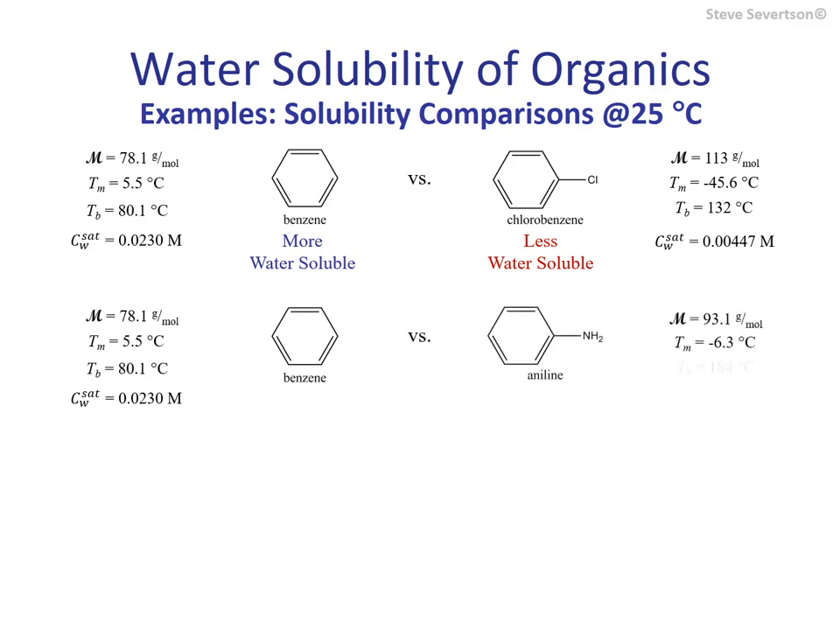Next, we compare benzene with aniline. Both compounds are liquids at 25 degrees C. It should be clear to you here that aniline is going to be the more soluble species due to the presence of a functional group that can form hydrogen bonds with water.